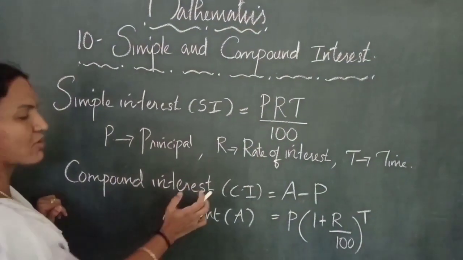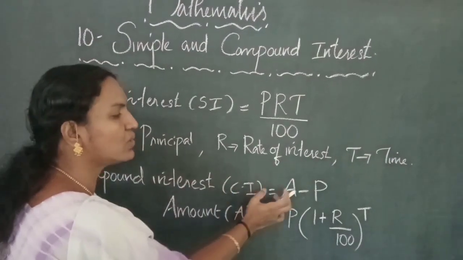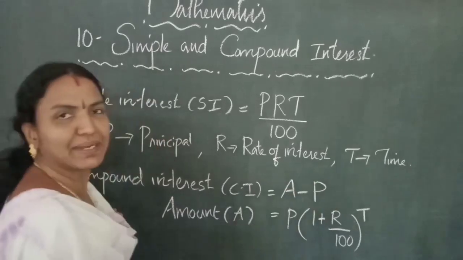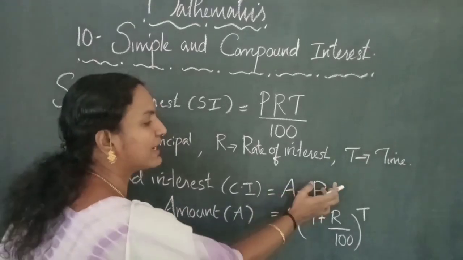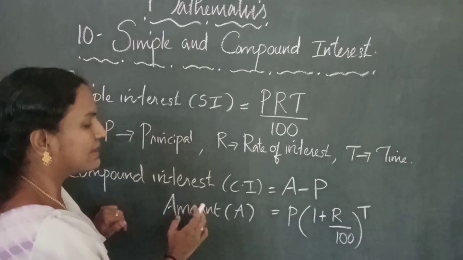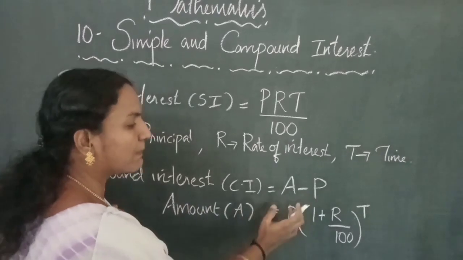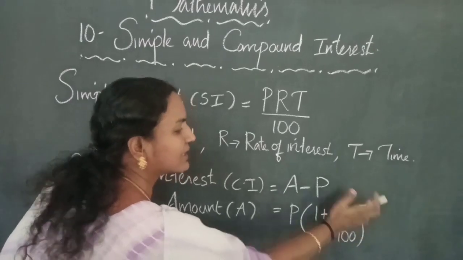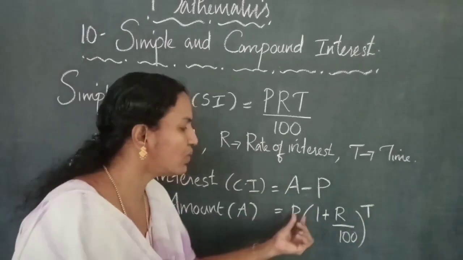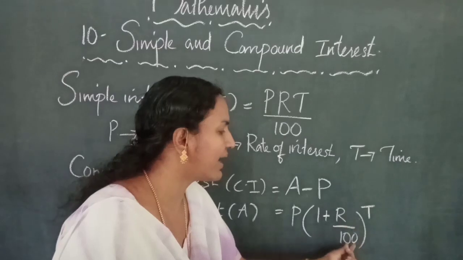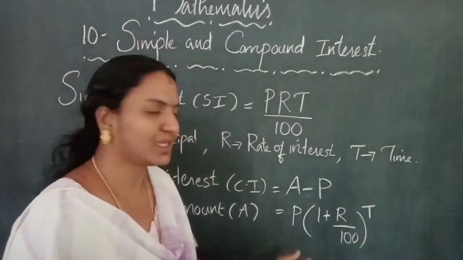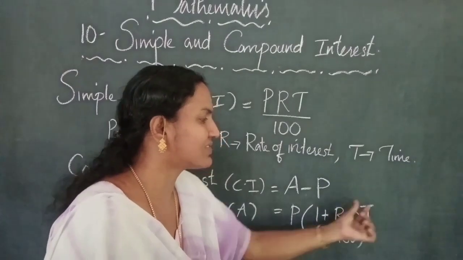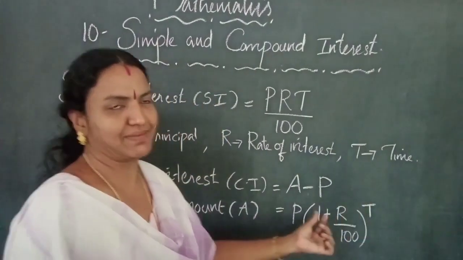Then compound interest CI is equal to A minus P, that is amount minus principal. A is the amount and P is the principal. Amount A is equal to P into (1 plus R by 100) the whole raised to the power T. Here P denotes principal, R is the rate of interest and T is the time.